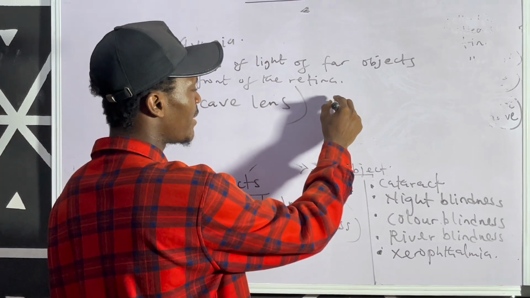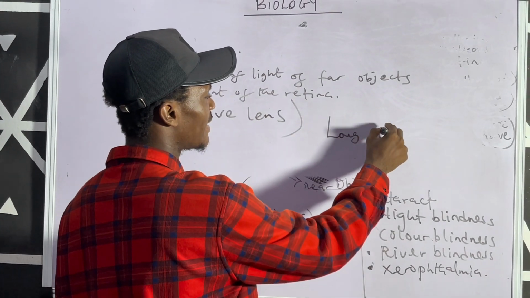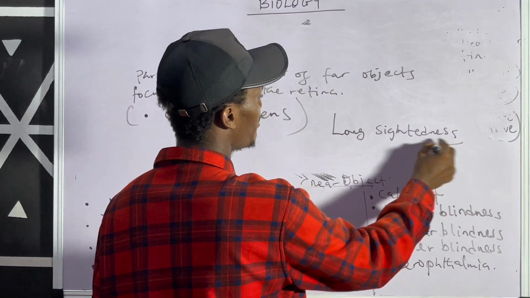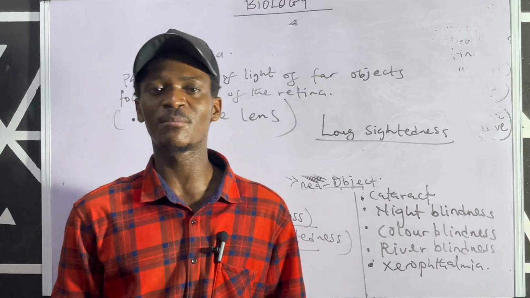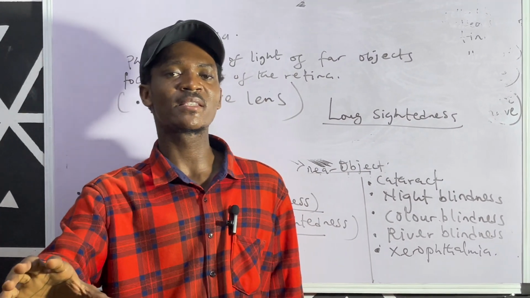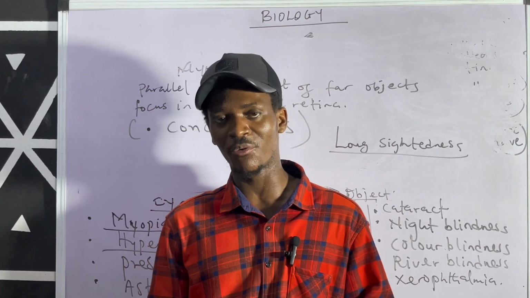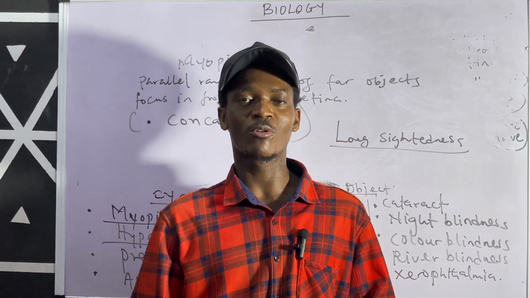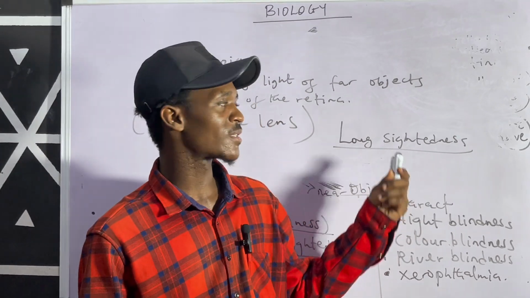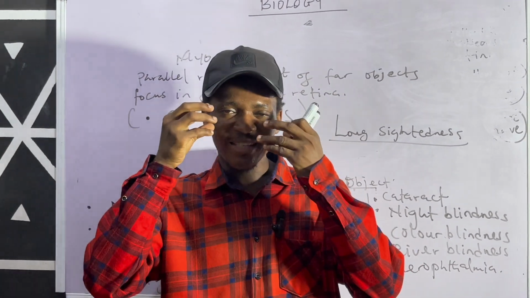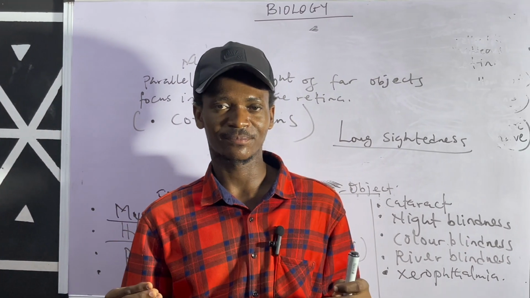Then, what about hypermetropia, which is long-sightedness? Hypermetropia is just directly opposite to myopia, because long-sightedness simply means that distant objects are clearly seen, while close or near objects appear blurry. And what are the causes of this long-sightedness? Number one is when the eyeballs are smaller than normal.